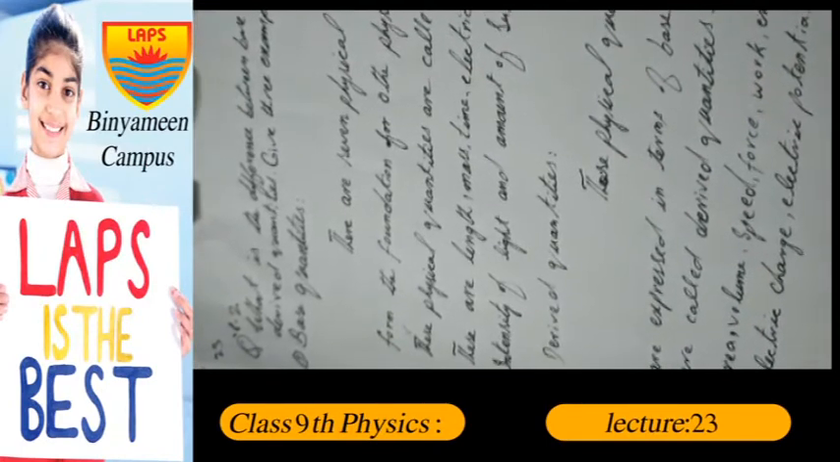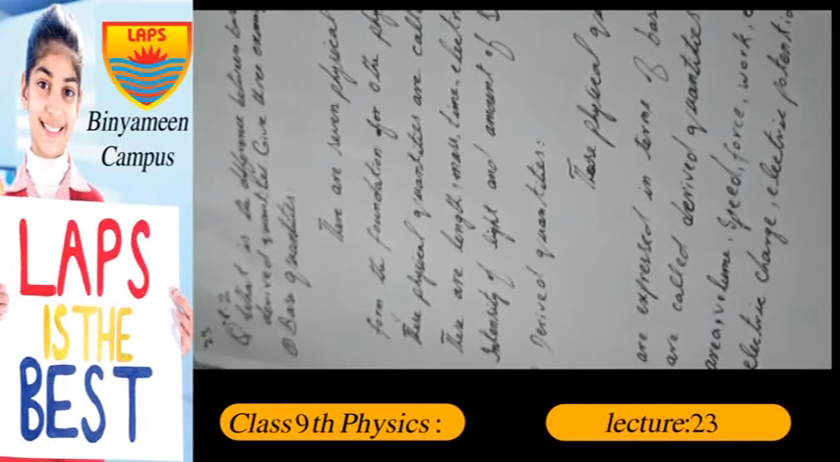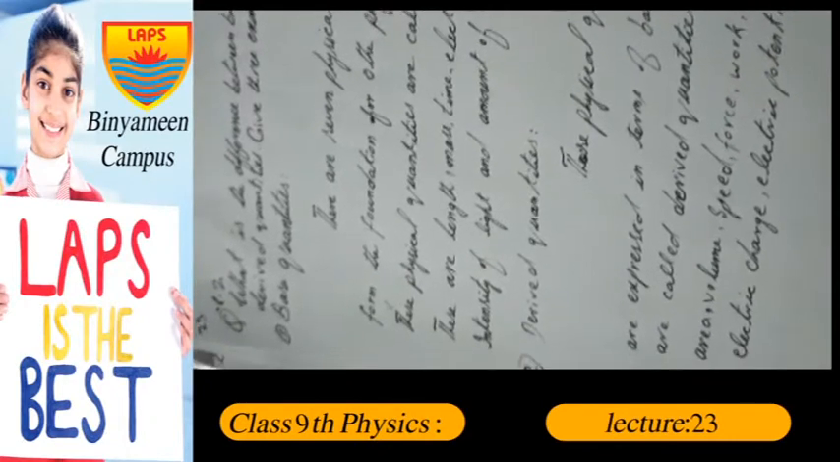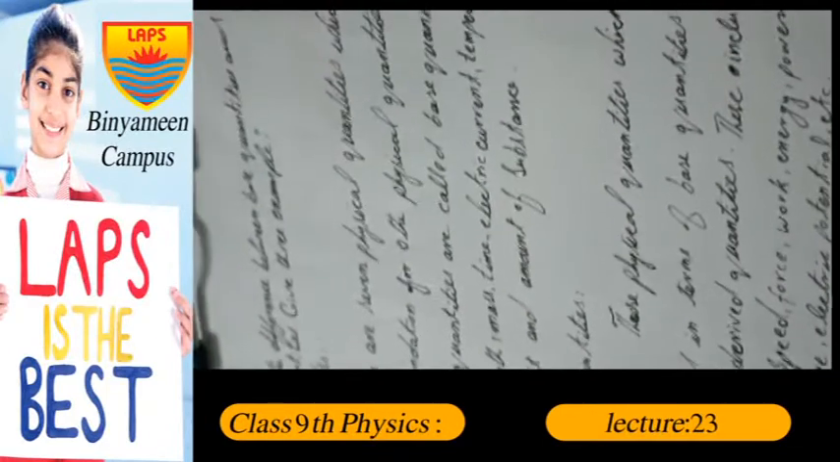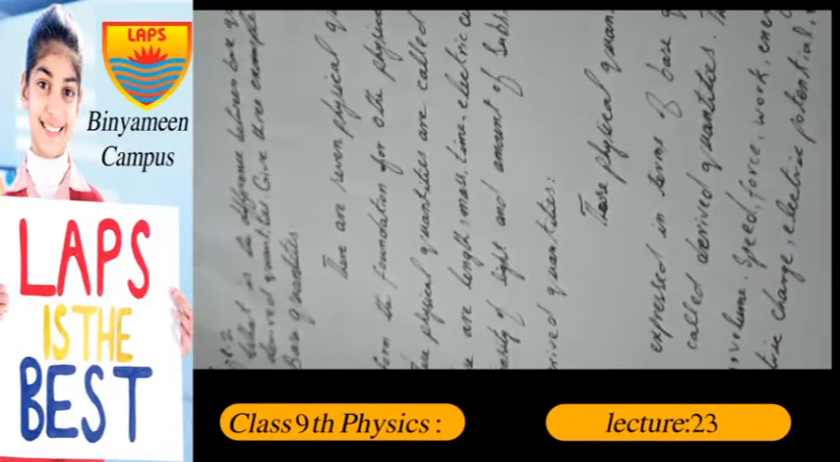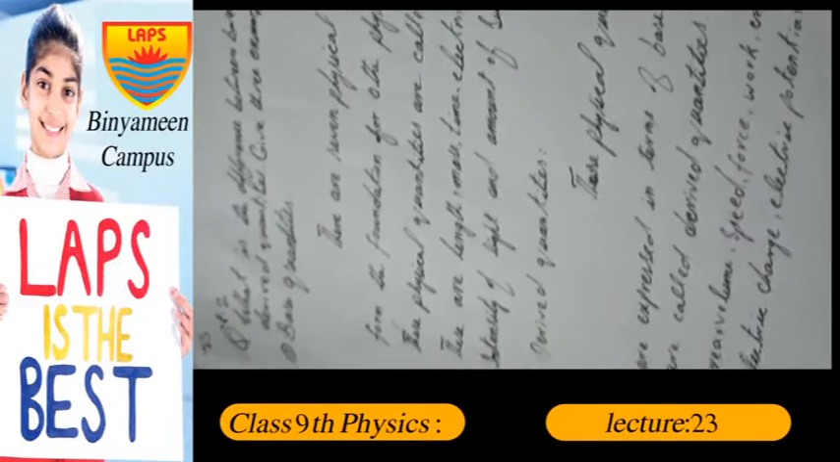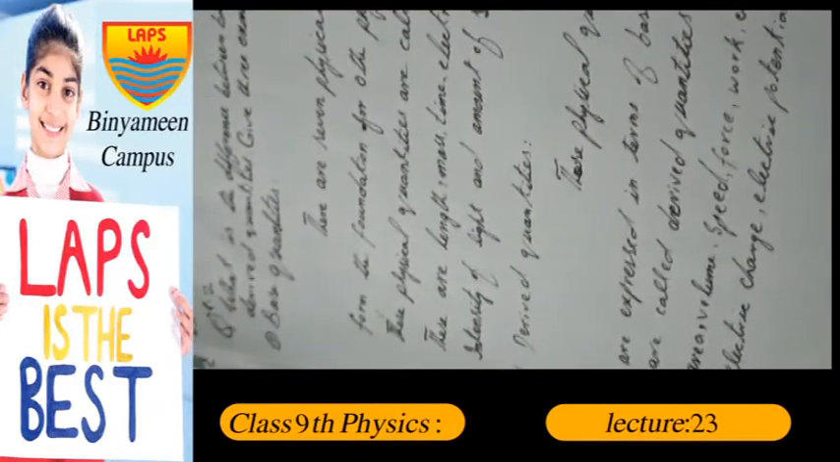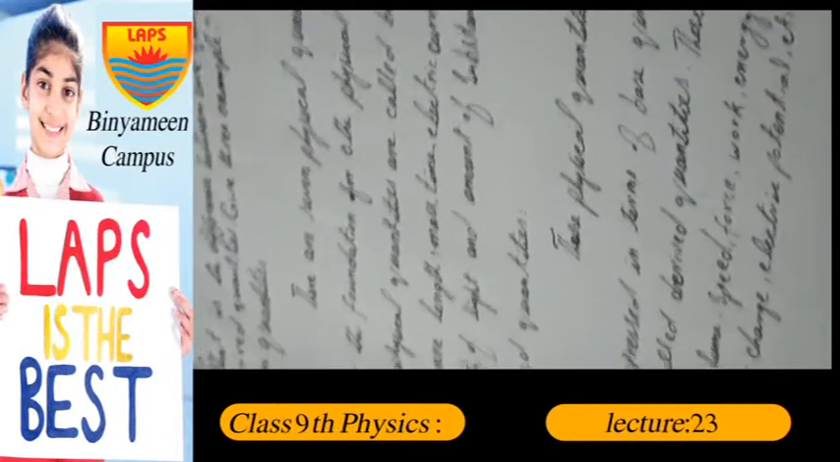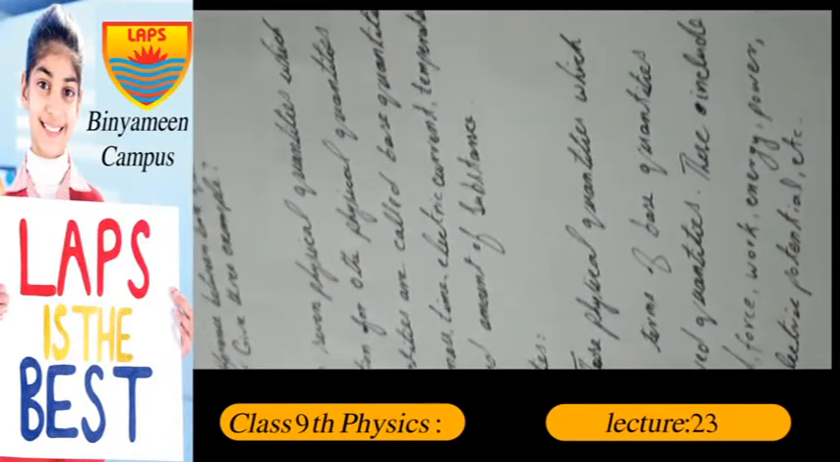Today I deliver a lecture on question number 1.2. What is the difference between the base quantities and derived quantities? Give three examples. Base quantities: there are 7 physical quantities which form the foundation for other physical quantities.